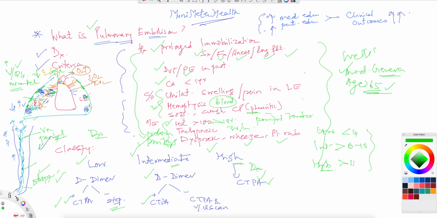and depending upon what the points are, how many points you accumulate, that will determine what category of suspicion you have, whether it's low, intermediate, or high.